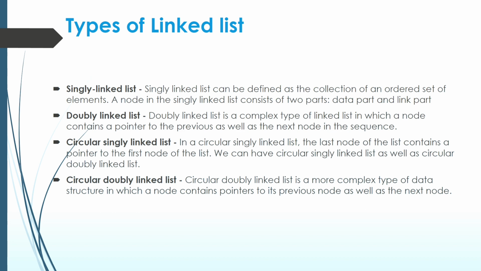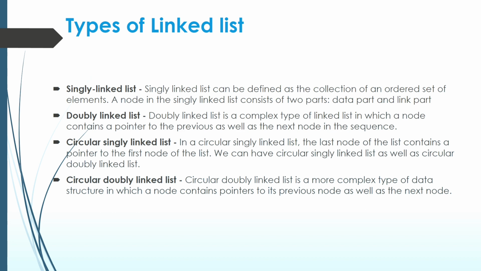So what are the types of linked list? Linked list is classified into the following types: singly linked list, doubly linked list, circular singly linked list, and circular doubly linked list. So what do we mean by singly linked list?